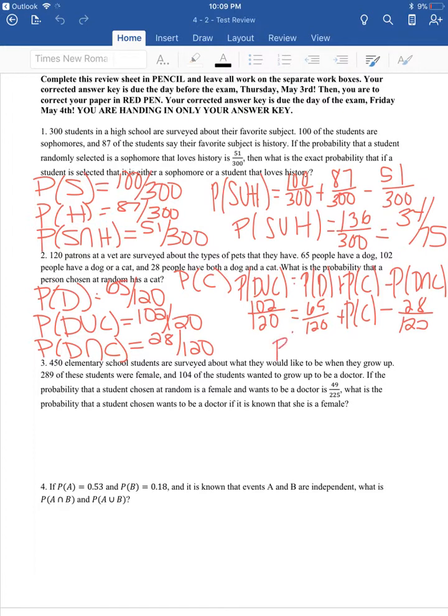So you end up getting that the probability of them having a cat is going to be, the same I guess, 65 out of 120. But if you want to clean it up, you end up with 13 out of 24 people. Okay, so for the first one, let's just go back for a second. This was my cleanest answer, and for this one, this is my cleanest answer.